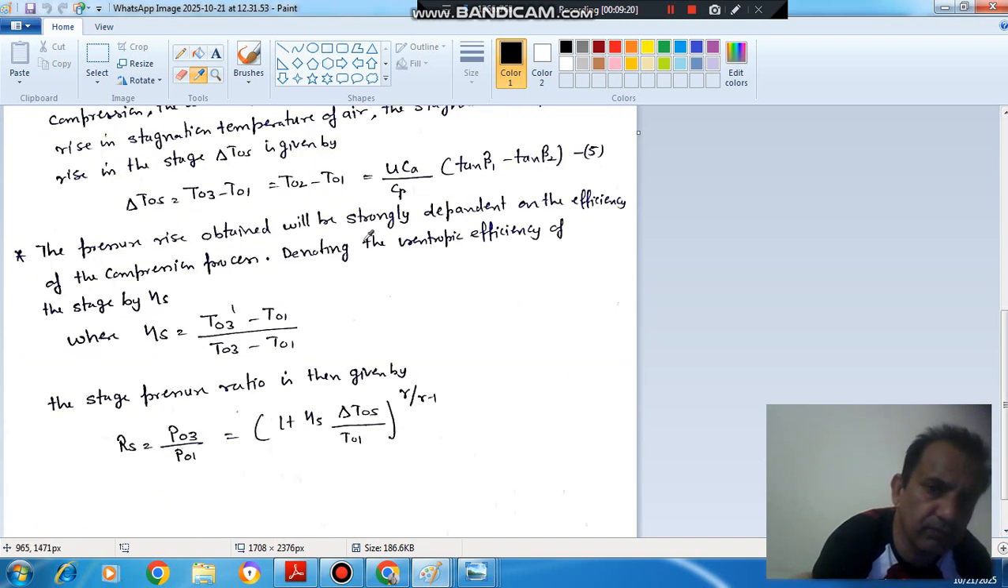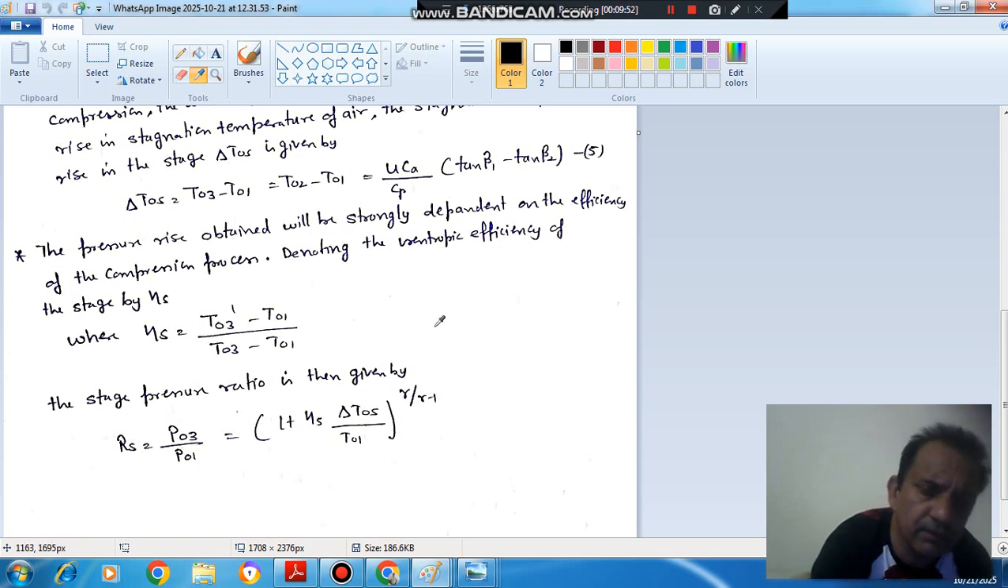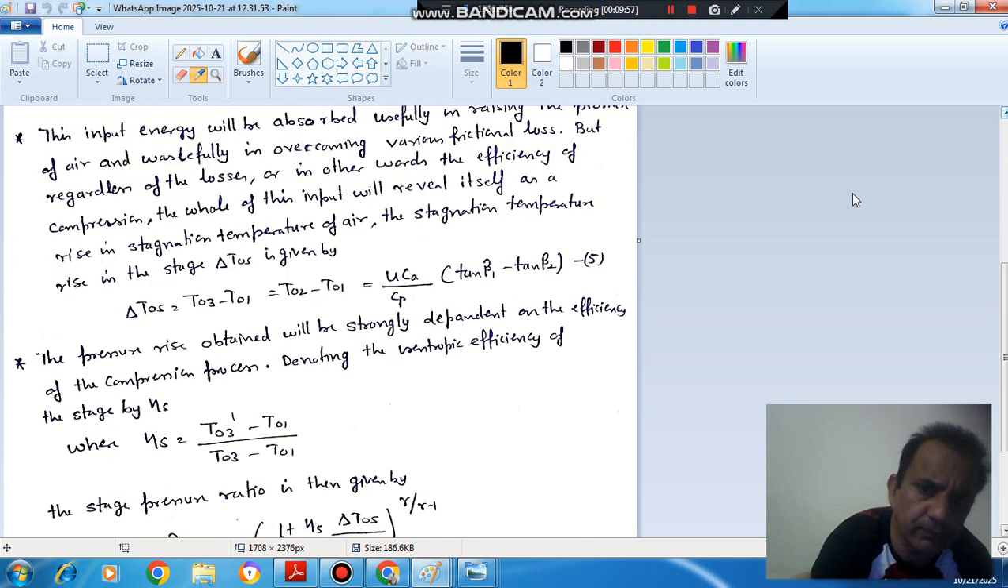The pressure rise obtained will be strongly dependent on the efficiency of the compression process. Denoting the isentropic efficiency of the stage by eta, it is (T03 dash minus T01) by (T03 minus T01). The stage pressure ratio is then given by Rs, T03 by T01, equal to the bracket 1 plus efficiency into delta T naught s, where delta T naught s is this, by T naught 1, to the power gamma by gamma minus 1. So this is almost the same thing that we have studied in the centrifugal compressor.